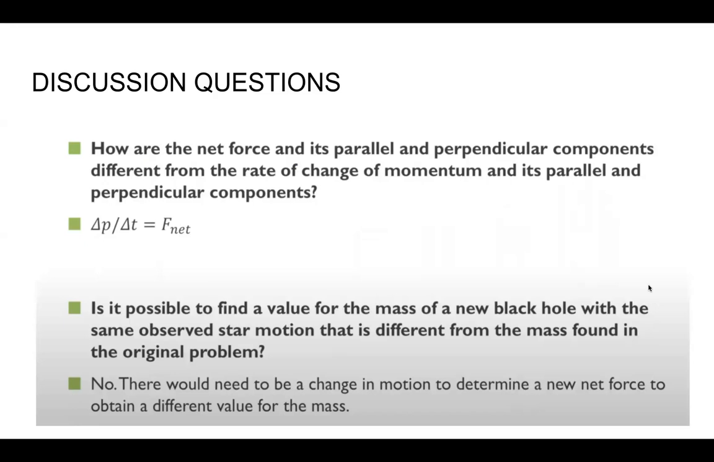If the motion of the star stayed the same, but the mass of the black hole had changed, you would not be able to determine the new mass, as the original mass was calculated from finding the net force from the motion observed. If the motion stayed the same, there would be no difference in the net force, and therefore no change in mass.